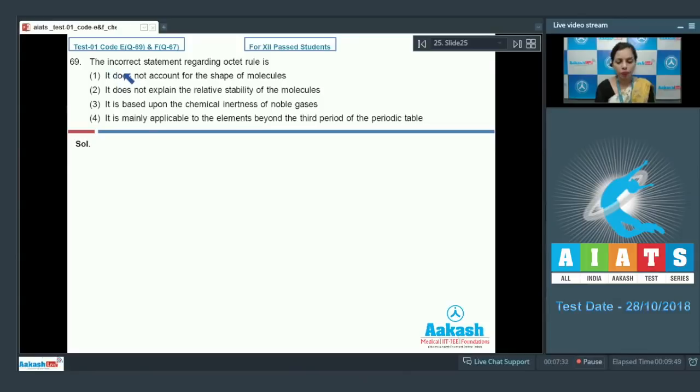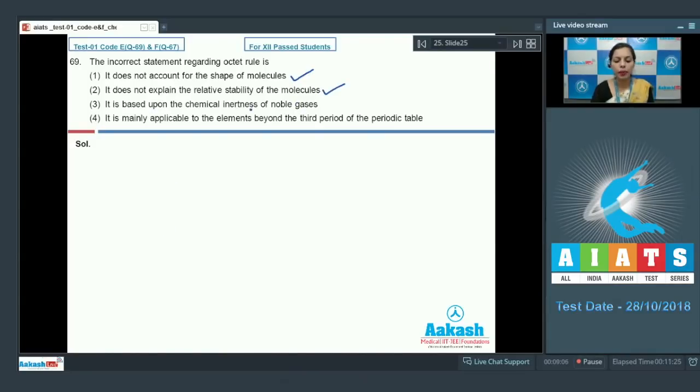Question number 69. The incorrect statement regarding octet rule is, let's check the statements. It does not account for the shape of the molecules. Yes, if we talk about octet rule, it does not give any idea about the shape of the molecule. That's why this is the correct statement. Then, it does not explain the relative stability of the molecule. Octet rule doesn't talk about relative stability of the molecules. That's why this is also the correct statement.